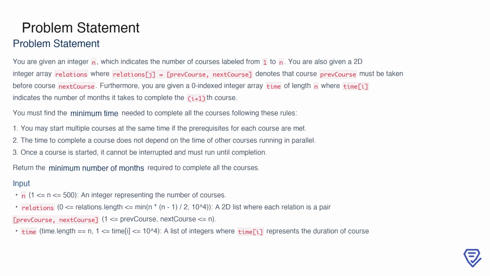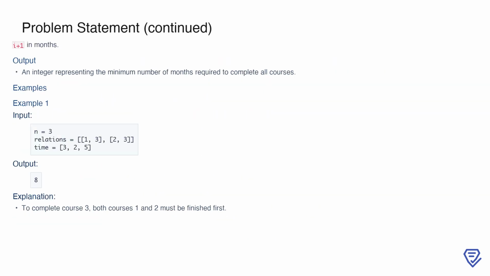Once a course starts, it must be completed without interruption, and the time taken for one course does not interfere with others running in parallel. The output for this problem is a single integer representing the minimum number of months required to complete all the courses. For example, consider a scenario where there are 3 courses, with 2 prerequisite relationships.